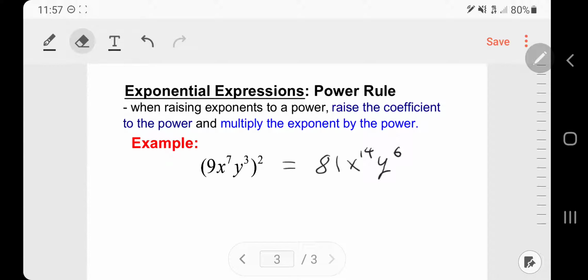All right, so those are the 3 basic properties when simplifying exponential expressions. We covered the multiplication of exponents, the division, and also the power rule.